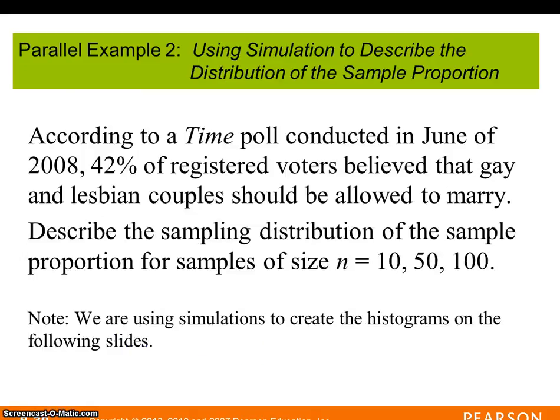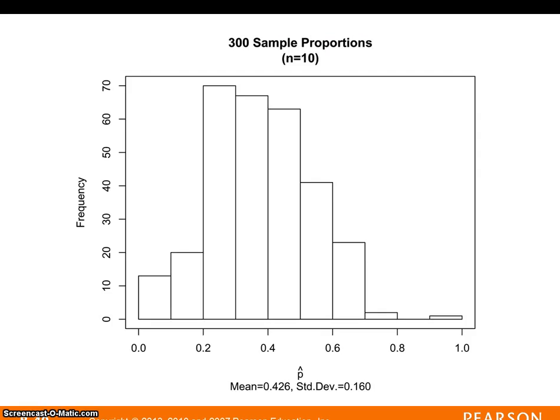Here's another example. According to a Time poll conducted in 2008, 42% of voters believe that gay and lesbian couples should be allowed to marry. Describe the sampling distribution of the sample proportion for samples of size n equals 10, 50, and 100. We're just going to use simulations in this case to create histograms here.